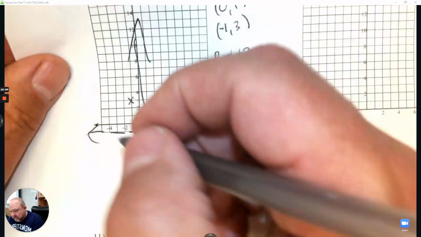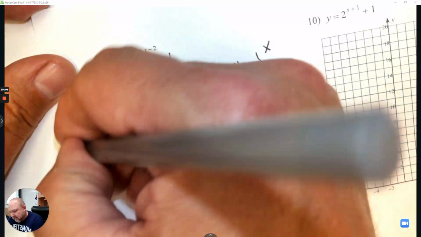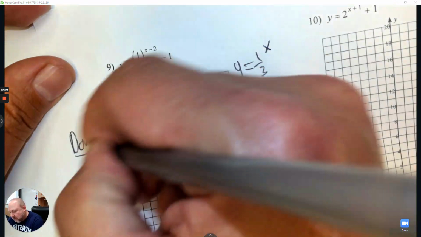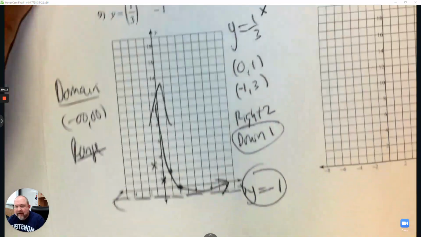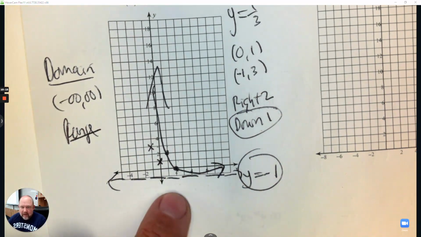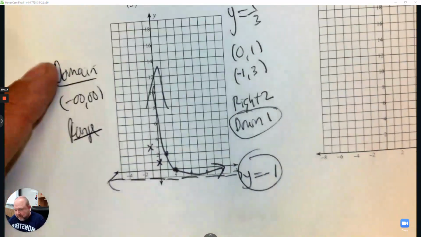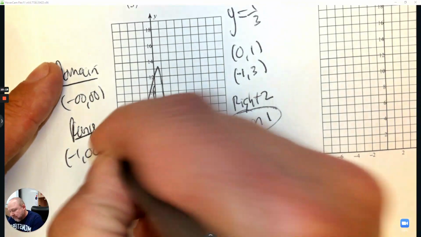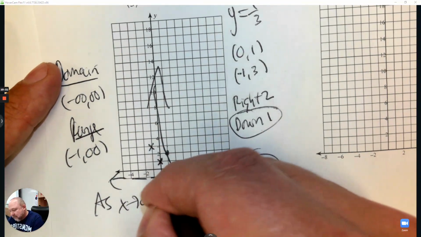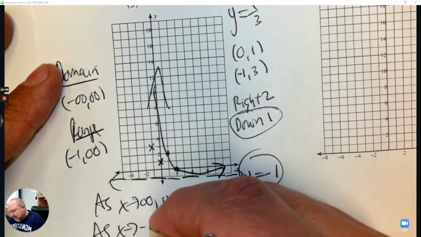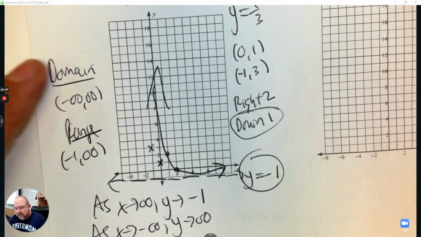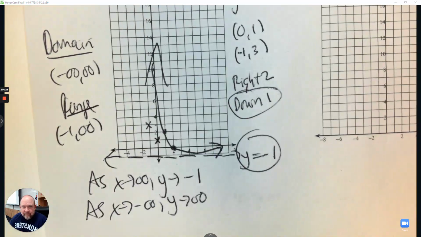And then the domain, I'm going to put that over here. The domain, again, is all real numbers. The range, you got to be careful here where the asymptote is. So from the bottom to the top. Now the bottom is at -1. So from -1 to infinity, and then the end behavior. So the right end goes to -1, and the left end goes up. And you have it all together.